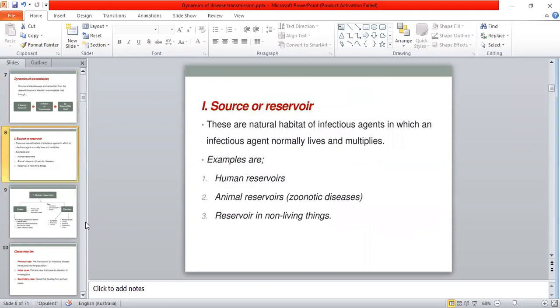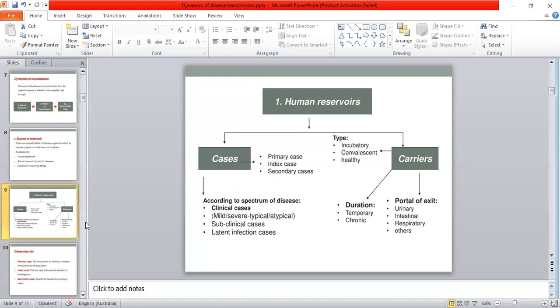Source or reservoir. These are the natural habitat of infectious agents in which an infectious agent normally lives and multiplies. Examples are human reservoirs, animal reservoirs in case of zoonotic diseases, and reservoirs in non-living things. Human reservoirs may become cases or carriers.